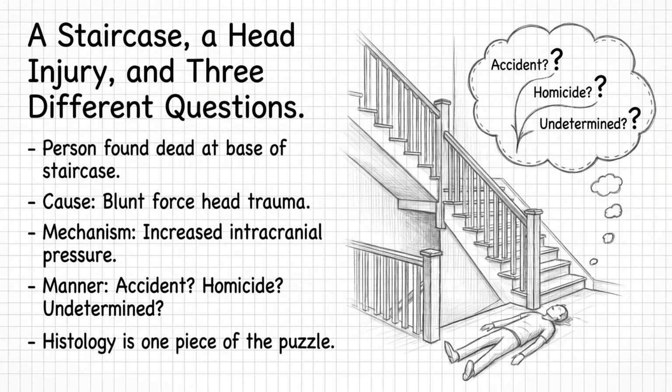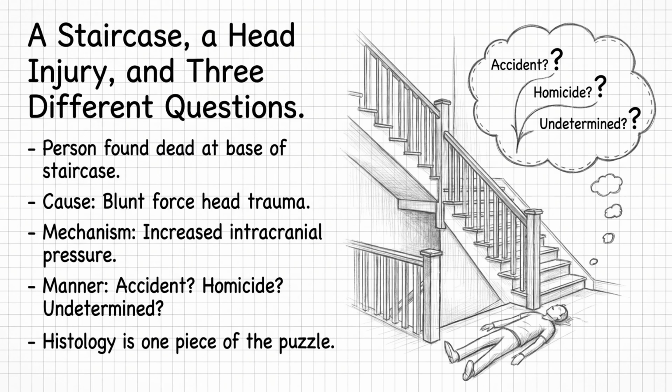Here's a scenario to make this real. A person is found dead at the bottom of a staircase with a significant head injury. The cause of death is blunt force head trauma, the injury that started the chain. The mechanism is increased intracranial pressure from a subdural hemorrhage, the physiological event that ended life. But the manner? That is where it gets complicated. Was this a fall or an accident? Was someone pushed? So maybe homicide? Is the evidence insufficient to decide? Therefore undetermined? The tissue cannot answer that question by itself.